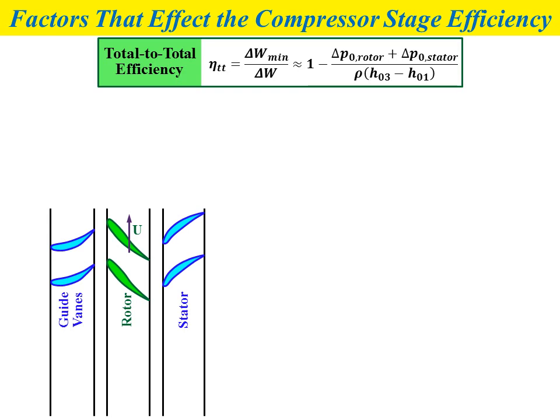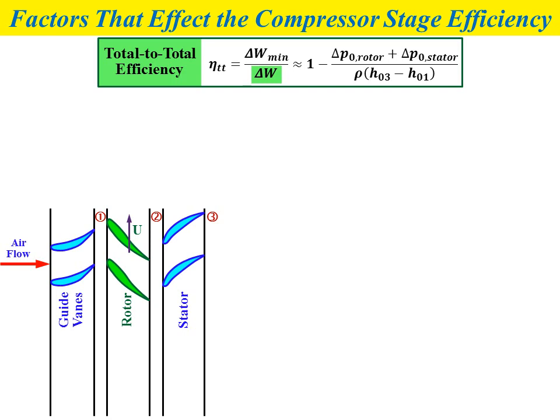The schematic diagram shows the arrangement of guide vane rows, rotor rows, and also stator rows, and the red arrow shows the airflow direction. So we have condition number 1, condition number 2, and also condition number 3.